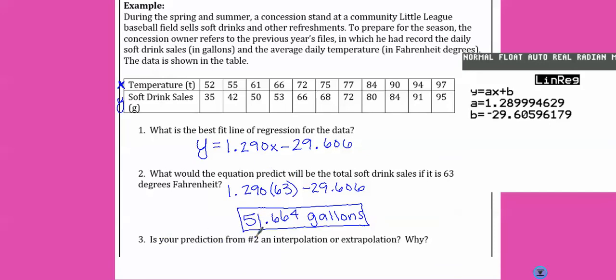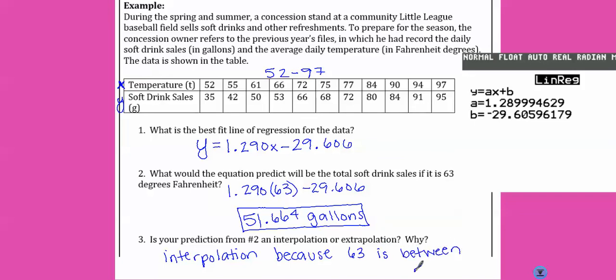Is your prediction from number 2 an interpolation or an extrapolation? Well, 63 was what we plugged in. Our lowest temperature was 52 and our highest was 97. Is 63 inside or outside of that? It's inside, so it's interpolation, because 63 is between 52 and 97.